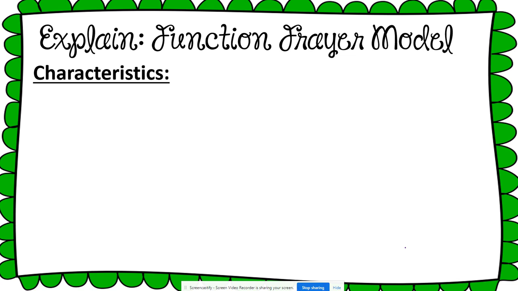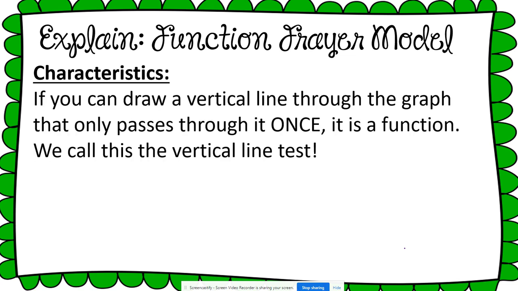All right, so characteristics of functions. For one thing, if you have a graph of a function, you can use the vertical line test. So if you can draw a vertical line through the graph and it only passes through it one time, then it is a function. And we call that the vertical line test of testing on a coordinate plane.